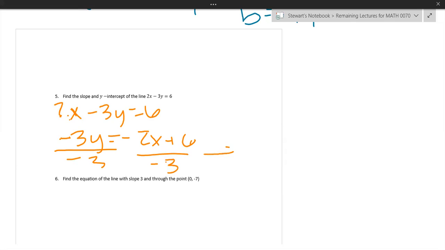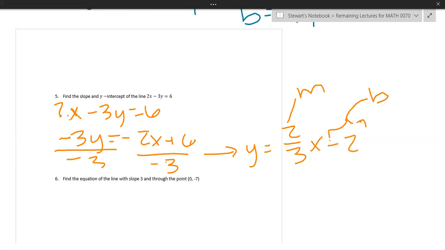So we're left with y, negative 2 divided by negative 3 is positive 2/3 x, and then 6 divided by -3 is -2. So then this is our slope. This is our y-intercept. So our slope's 2/3, our y-intercept is -2.